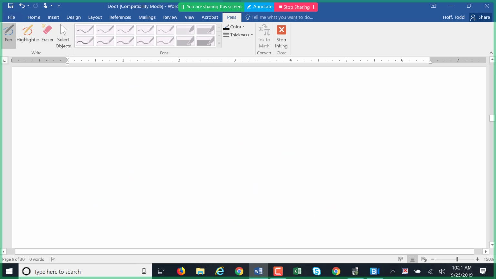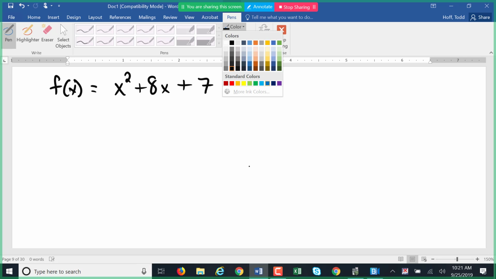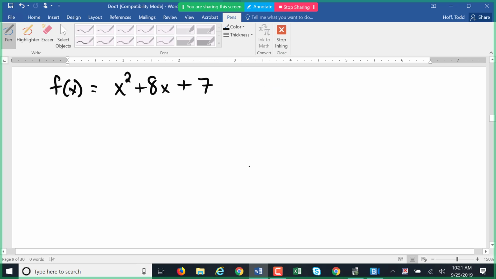I know it's break time, but I want to show you one more quick example. There's another way to find that vertex. If I give you f of x equals x squared plus 8x plus 7, rather than finding the vertex first, I could find the roots first.